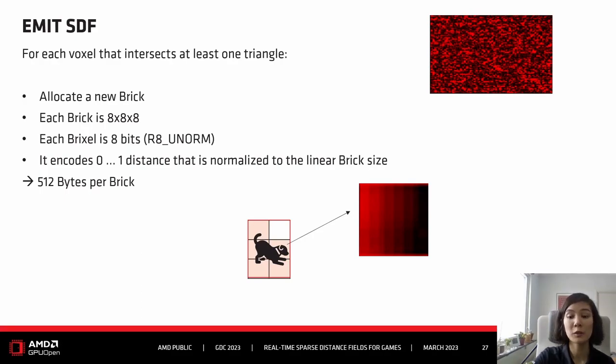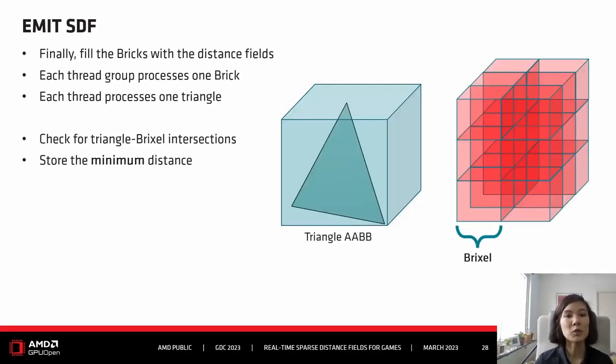So we allocate the new brick, and then we want to fill it with the distance field information. Each thread group processes one brick, and each thread processes one triangle. It just checks for triangle brick cell intersections. A brick cell is a single unit within a brick. So it just checks for the intersections and then stores the minimum distance.